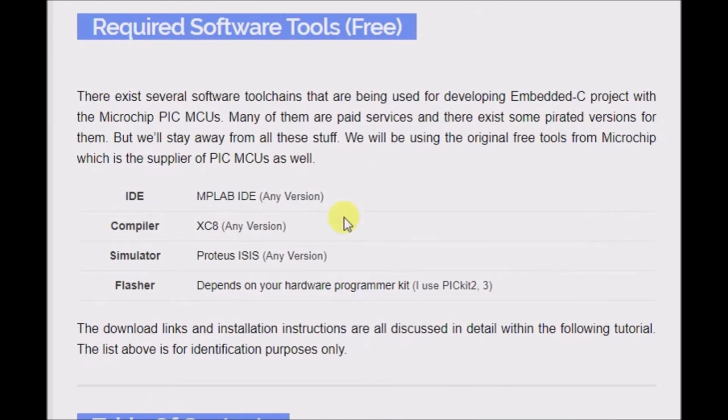Required software tools, free. There exist several software tool chains that are being used for developing embedded C projects with the Microchip PIC MCUs. Many of them are paid services, and there exist some pirated versions for them, but we'll stay away from all this stuff. We will be using the original free tools from Microchip, which is the supplier of PIC MCUs as well. IDE is MPLAB IDE, any version. The compiler is the XC8, any version. Simulator, Proteus ISIS, any version. Flasher depends on your hardware programmer kit. I use PICkit 2 and 3. The download links and installation instructions are all discussed in detail within the following tutorial. The list above is for identification purposes.